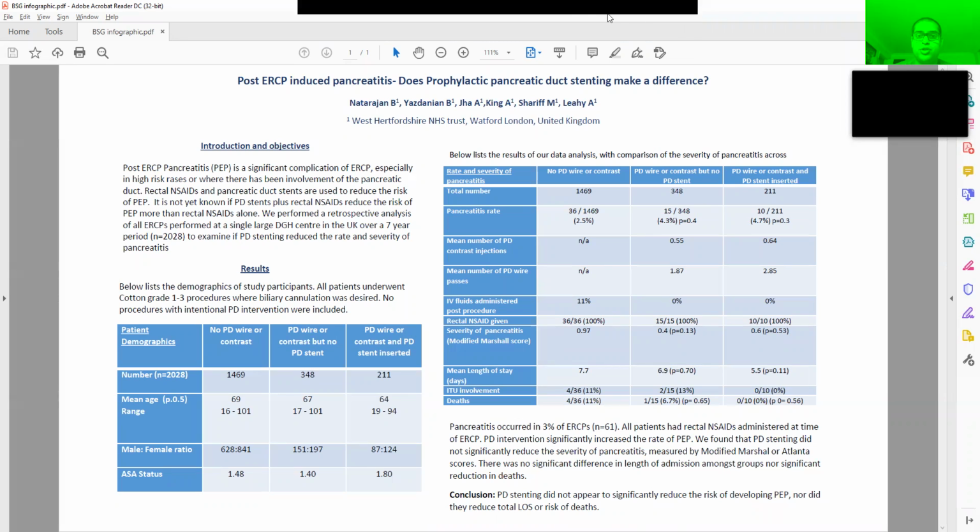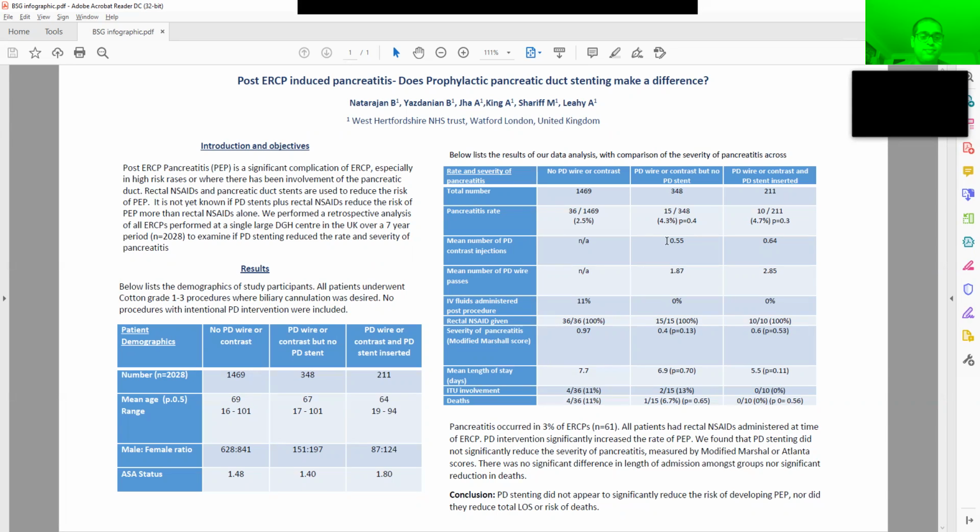There are options to perform pancreatic duct stenting in the event of PD cannulation with a guide wire, which is thought to reduce the risk of pancreatitis. We aim to analyse retrospectively the data we had at our single large DGH, which performs ERCPs, in order to ascertain whether this practice significantly reduces the risk of developing pancreatitis, and if so, the severity, complications or length of stay associated with this post-ERCP complication.